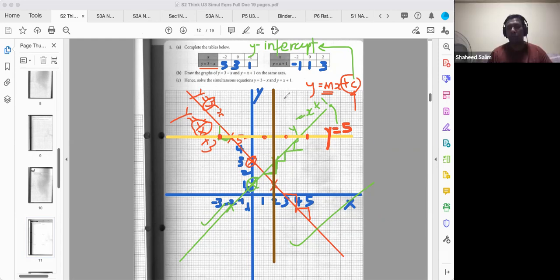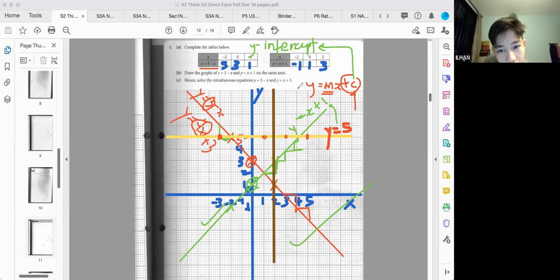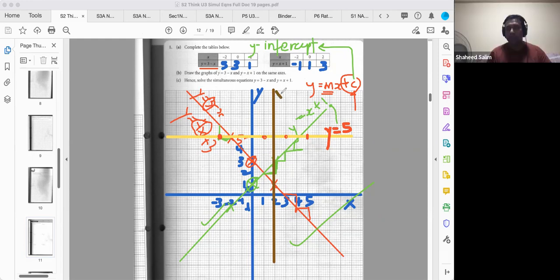Good. X equals, yeah, correct. X equals 2. Let us test this out, whether it is actually X equals 2.